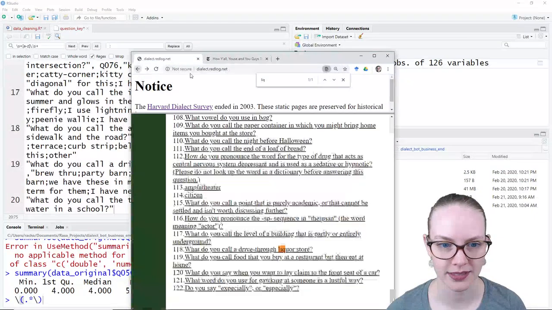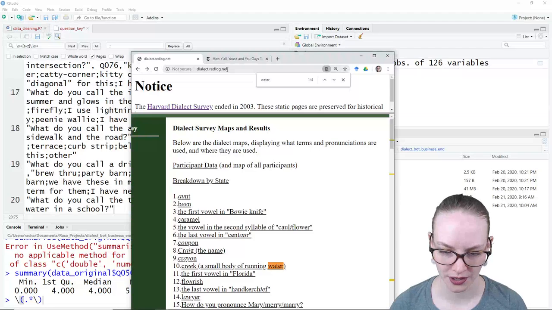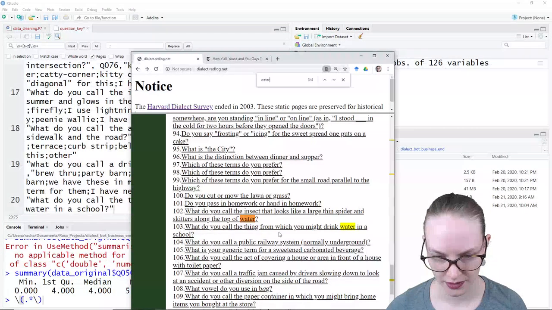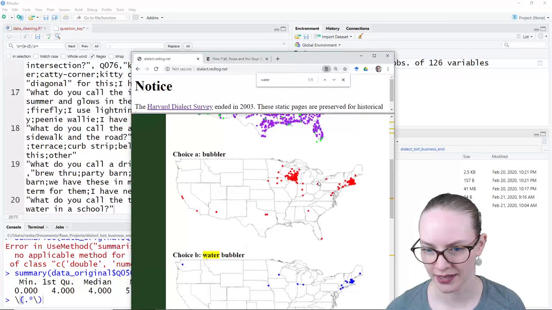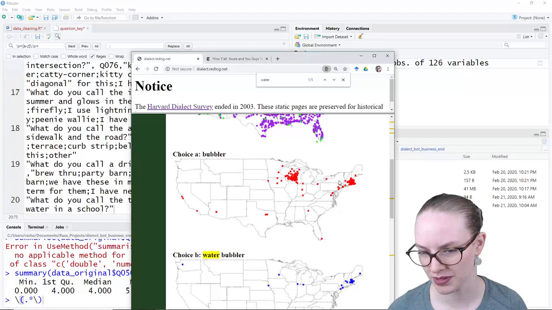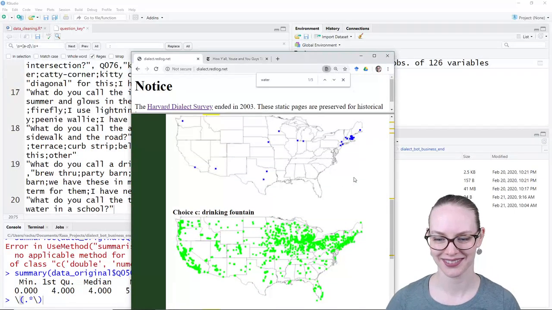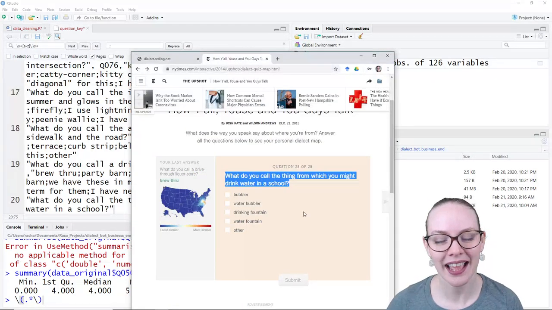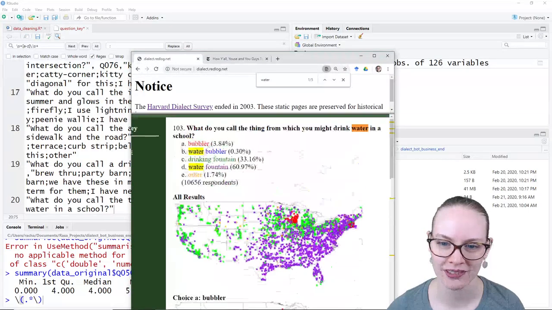Let's see. Bubbler is Wisconsin and the Northeast. Drinking fountain. If you called it that, I wouldn't be like, what is that? But that's definitely not the word that I have.